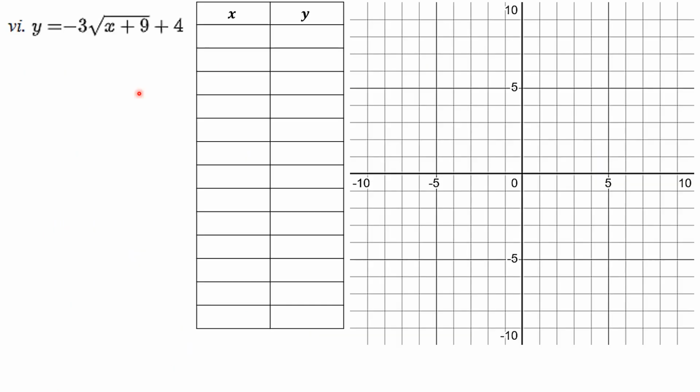Okay, so for this example, I'm going to use this function, the 6th function, and we're going to use it to just make a table, make a graph of that thing, and then we're going to describe some things about that function in this space here. Okay, so now what we have is a square root function. So when I have square root functions, I want to select input values that will give me what is known as a perfect square value underneath the root.